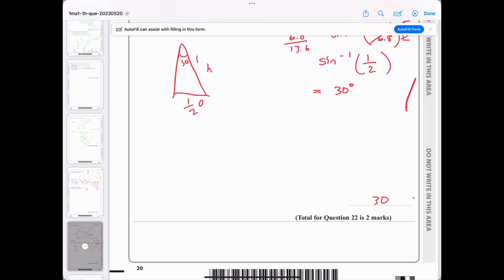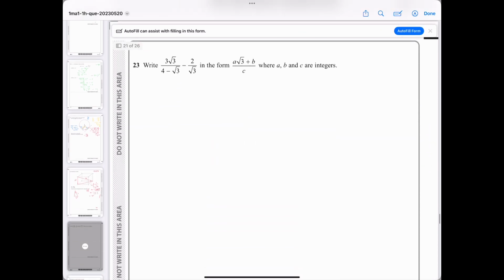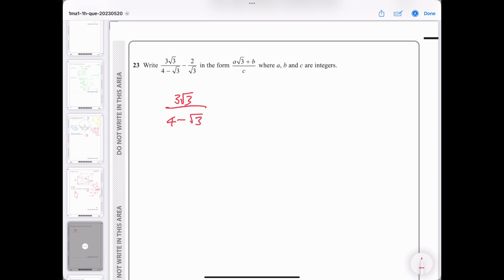Now, write 3√3 over 4 minus √3, minus 2 over √3, in this form. So we're going to start off by rationalising. I'm not going to do it in one go. So I've got 3√3 over 4 minus √3. And I'm going to rationalise the denominator by using the opposite over there and using the opposite over here.